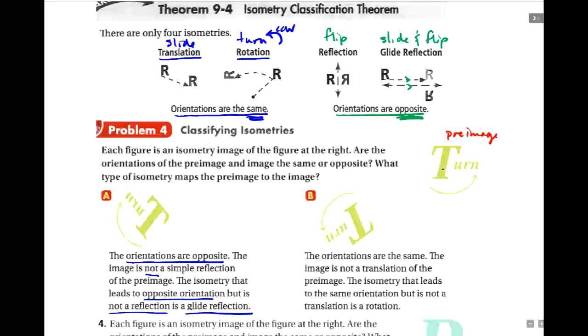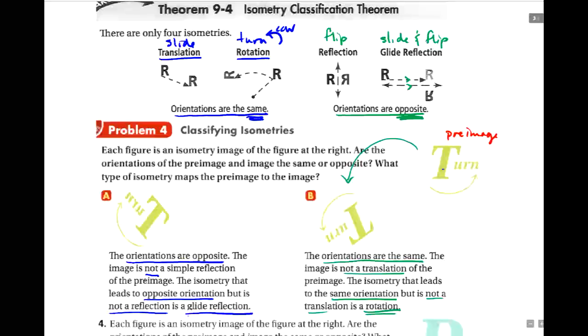All right, this one, our orientations are the same. That means we either have a translation or a rotation. So can we just slide our original onto that one? No, there's no way to just slide it. But we could rotate around. That's not counterclockwise. There we go. We could just rotate it around, right, and get it to there. So it's not a translation. We have the same orientation, but not a translation is a rotation.